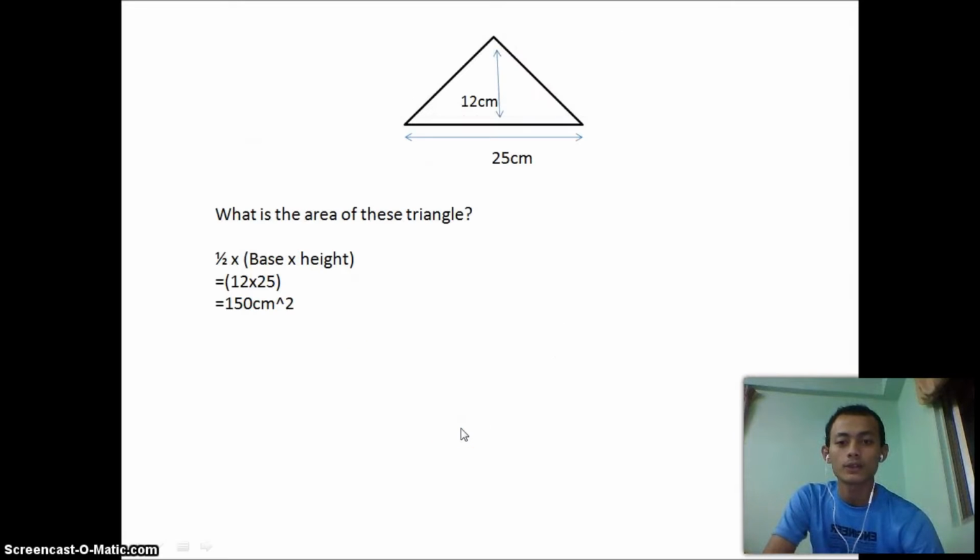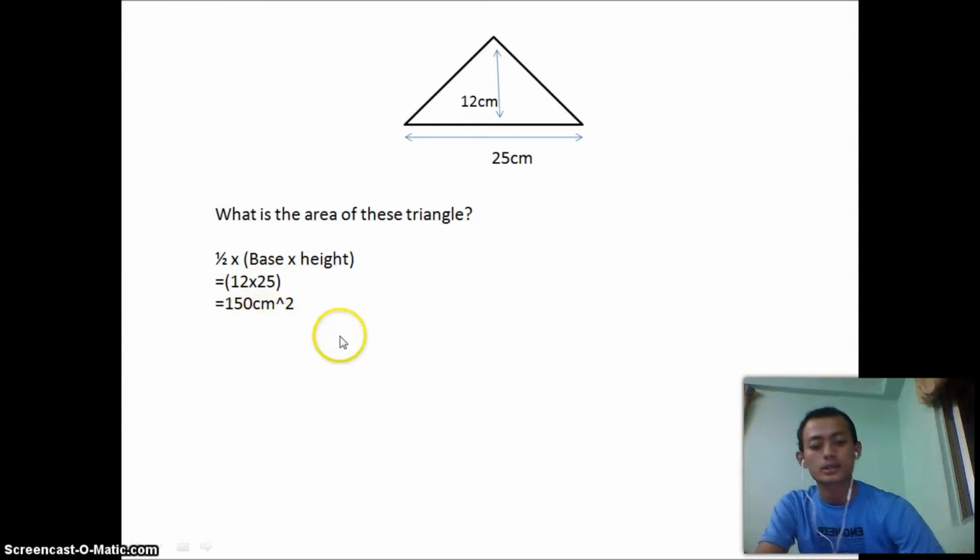Let's go to the first example. What is the area of this triangle? First, identify the height and the base length. Enter them into the formula and divide by 2. You will get the answer.